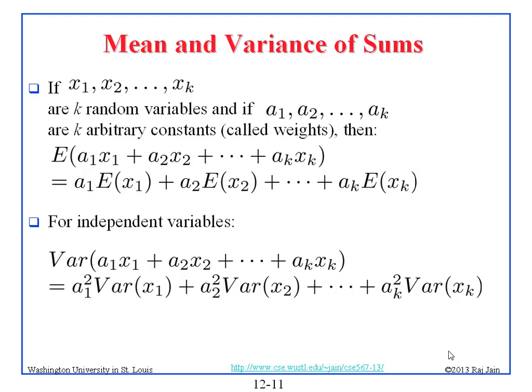But if you take the variance, then the variance will also add up only if they are independent variables. If there is a dependence, then it doesn't add up. Only for independent variables would the variance of a1 x1 plus a2 x2 plus ak xk add up like that.